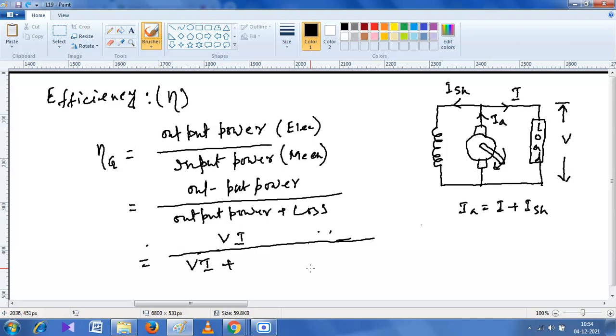So tell me, does the core loss depend on armature current or not? Ayush, Manish, Khushbu, Nisham, anyone?